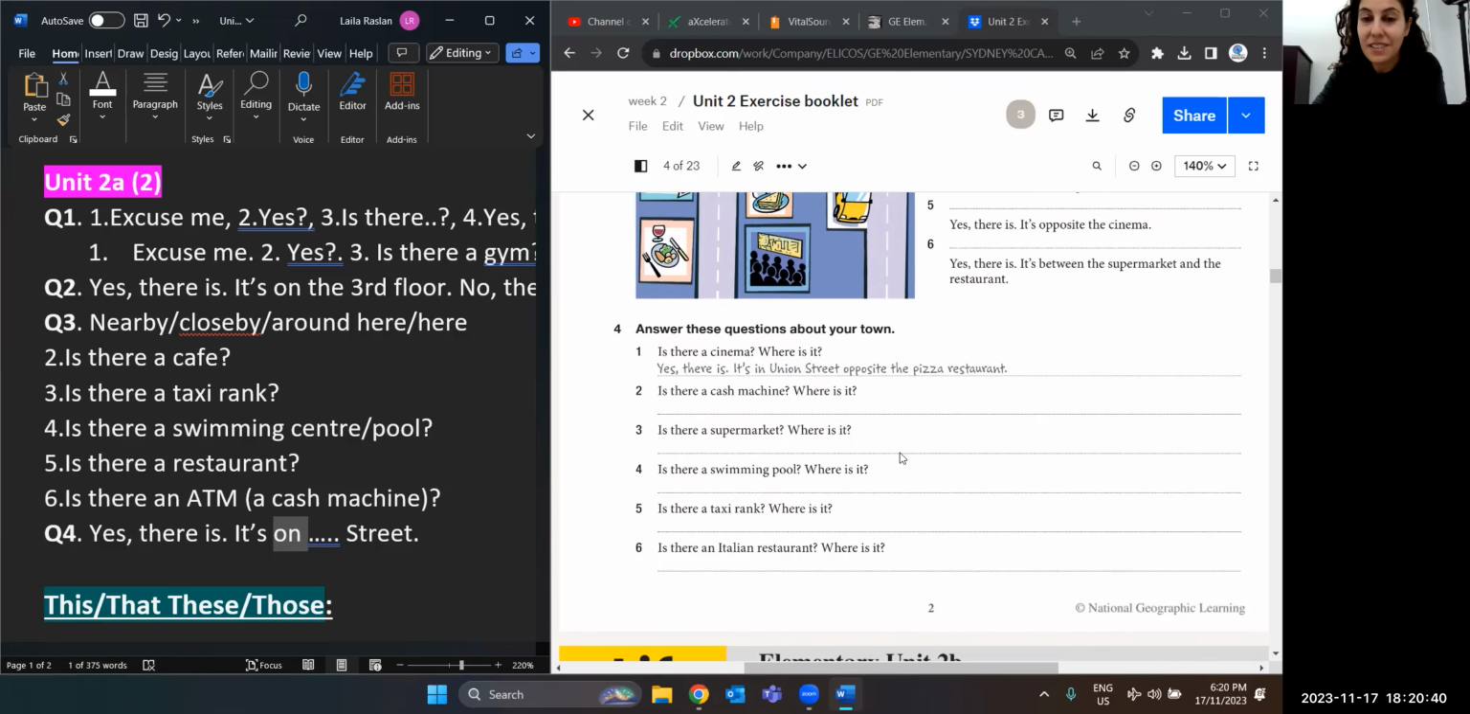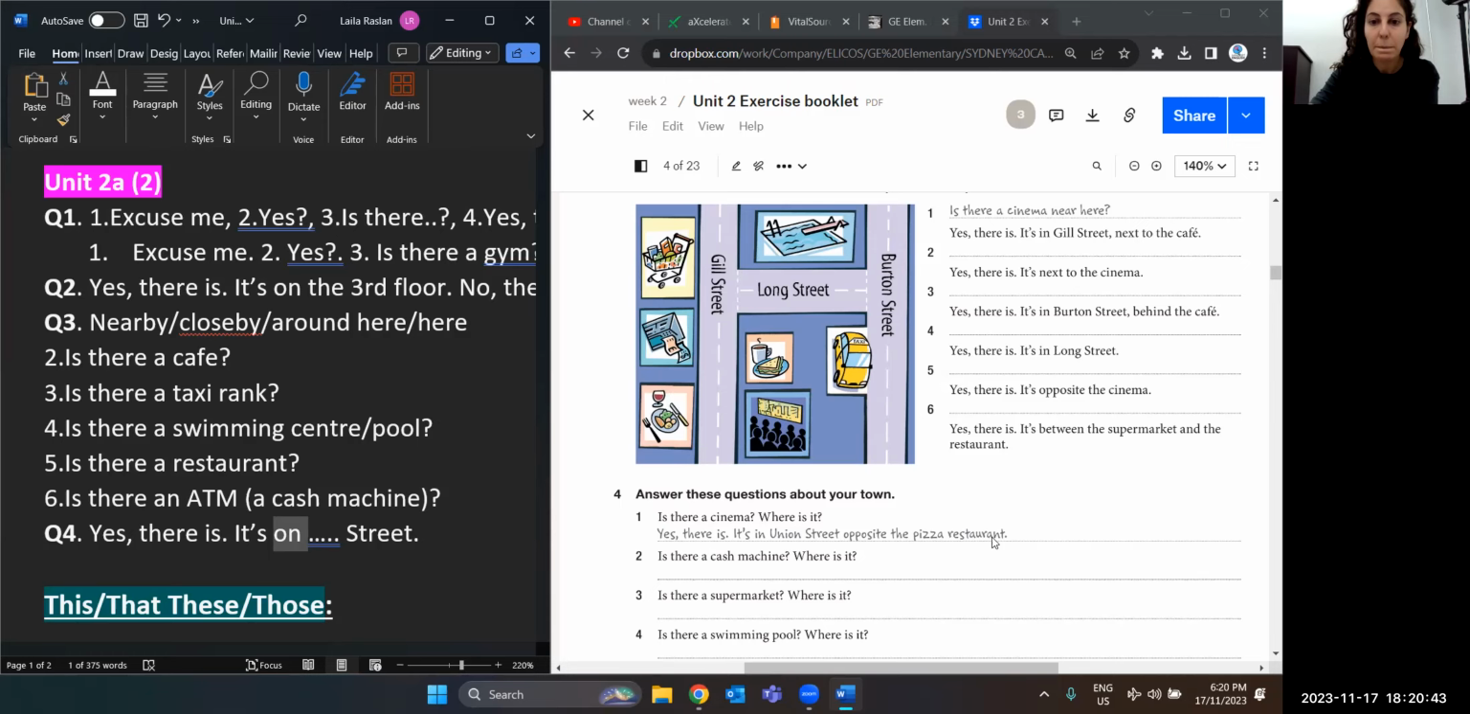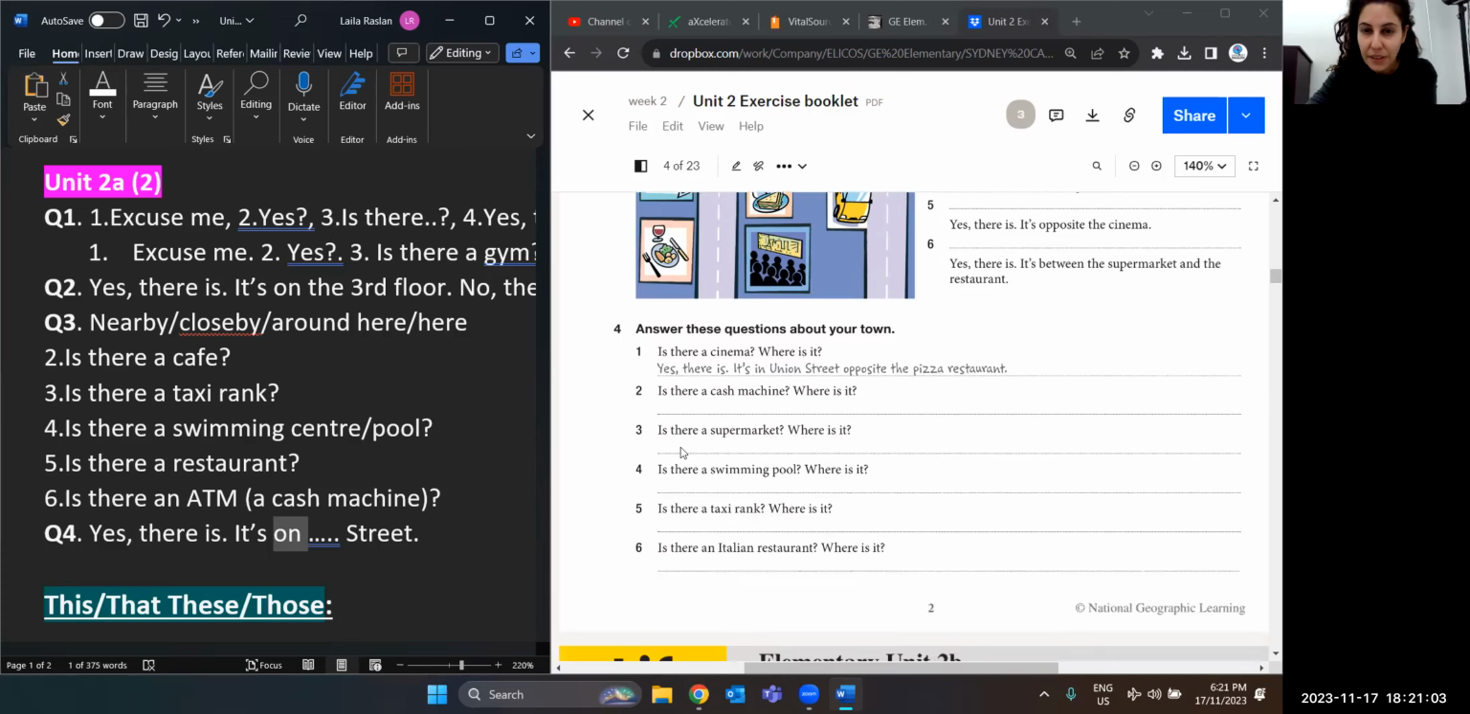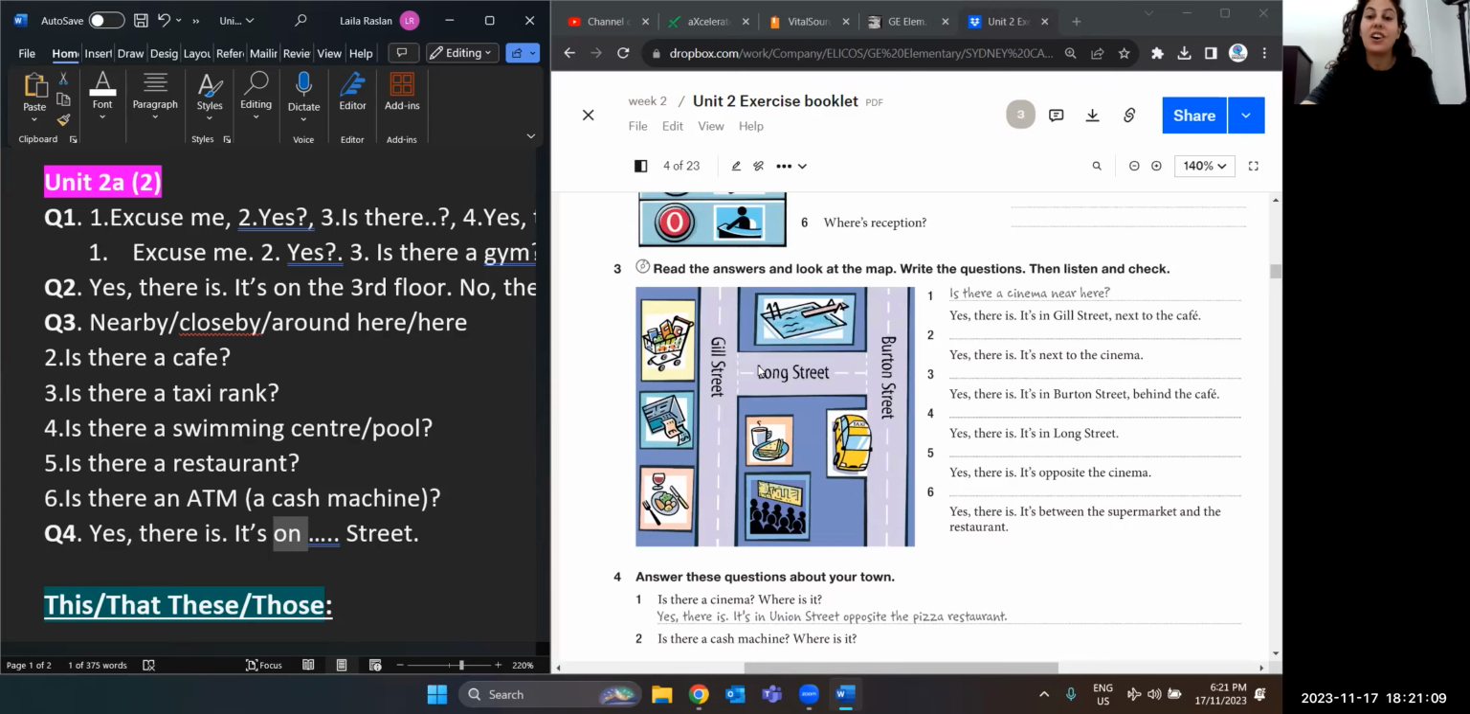Is there a supermarket? Where is it? Yeah, it's on Gill Street, opposite the swimming center. Number 4. Is there a swimming pool? Where is it? Yes, there is. It's on Long Street. Again, opposite the supermarket, or you could also say opposite the cafe or the taxi rank.